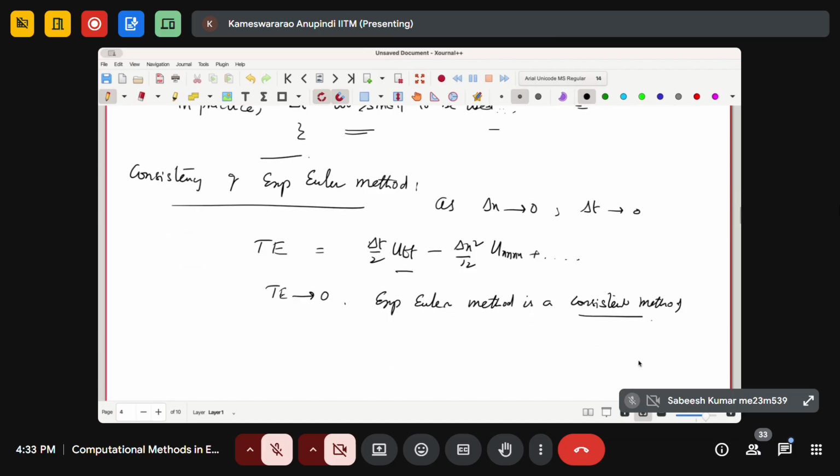Now, do you expect a method to be inconsistent? You may wonder, why will any scheme be inconsistent? Do you think any method can be inconsistent? If it is inconsistent, how might the truncation error look? Can anybody guess?